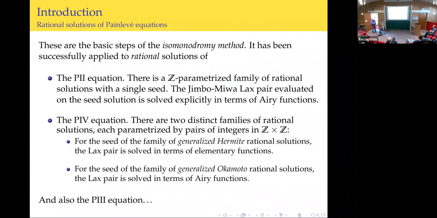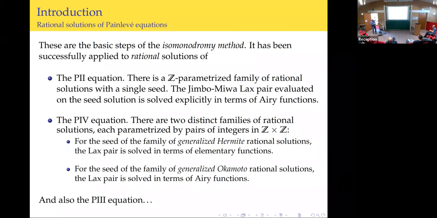So here are some examples. If we take the second Painlevé equation, that had a single parameter called alpha in it that I highlighted earlier on. And if that alpha is an integer, then there is a unique rational solution of the equation. That can be shown fairly easily. And so the seed solution is a simple thing like a constant function.